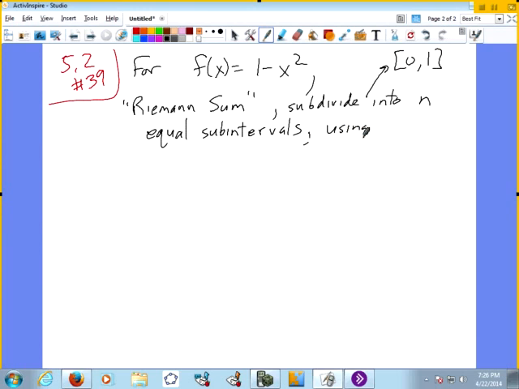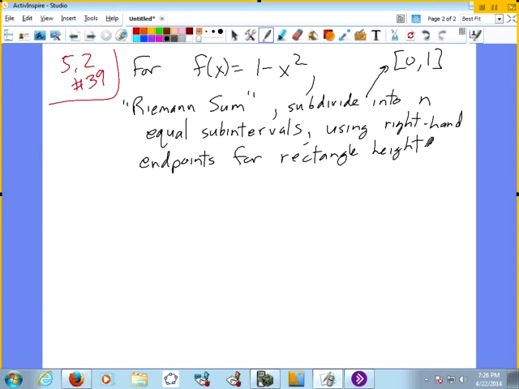And using the right-hand endpoints for rectangle heights. And then take a limit as the number of pieces goes to infinity. So we have to go in and fill in what a couple of these things actually mean. And then we'll go through and compute one of these sums and see that we can actually find the exact area there.